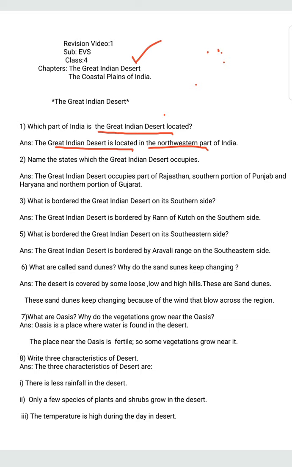So the Great Indian Desert is located in the northwestern part of India. I'm putting a tick on this question, which means it is important for your exam.